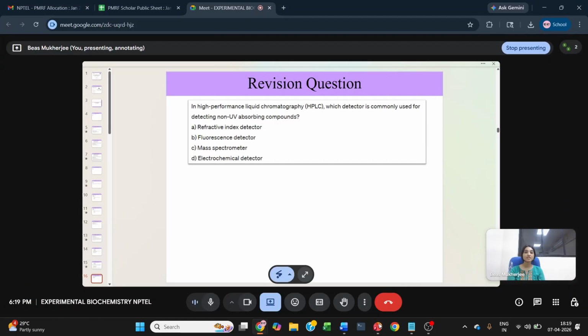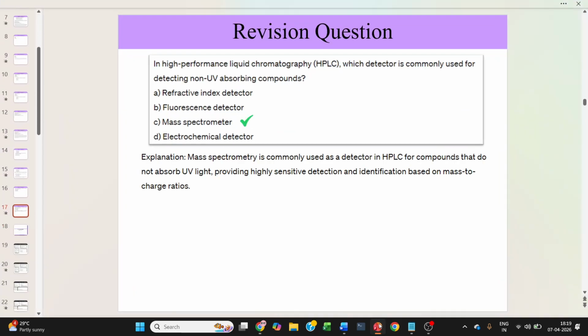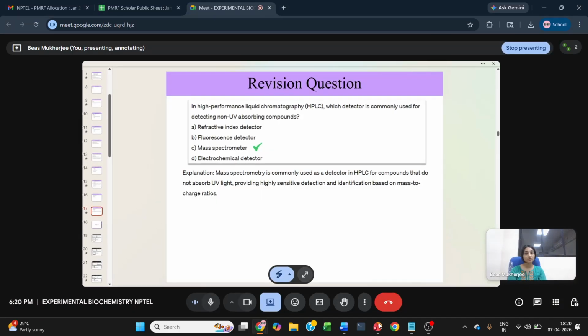In high performance liquid chromatography, that is HPLC, which detector is commonly used for detecting non-UV absorbing compounds? Okay. So what kind of detector? Refractive index detector, fluorescence detector, mass spectrometer, or electrochemical detector. So which detector do you think would be the right answer? It is mass spectrometer. Mass spectrometry is a commonly used detector in HPLC for compounds that do not absorb UV light, providing highly sensitive detection and identification based on mass to charge ratios.